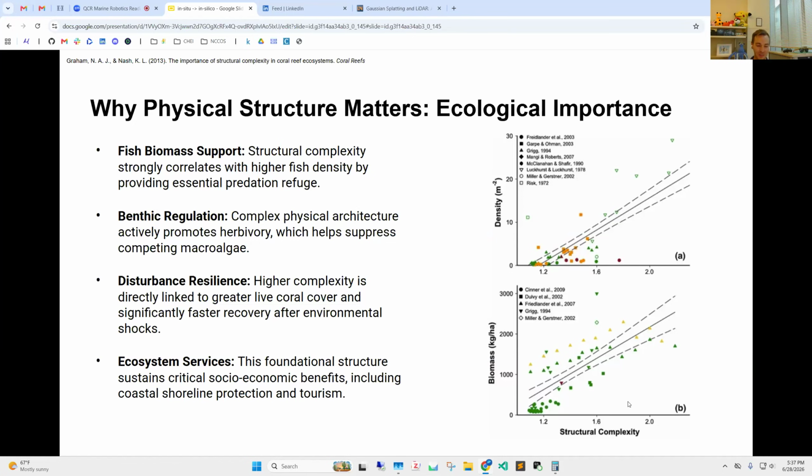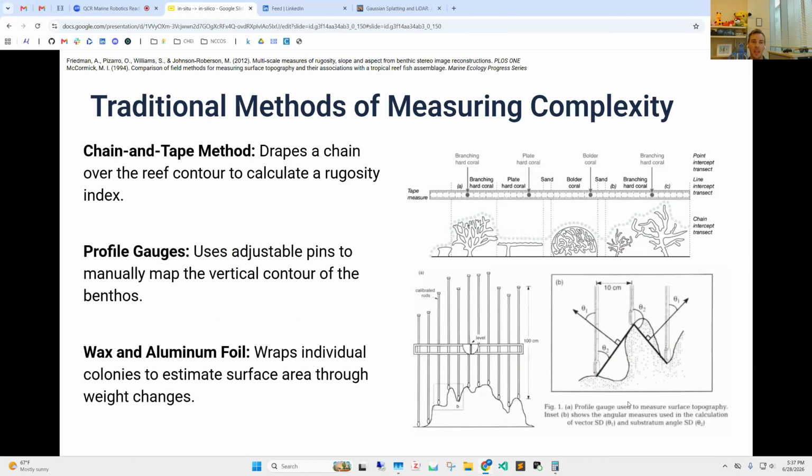So the 3D architecture underpins the ecological resilience and also provides critical services to humans, like shoreline protection. The more rugose a reef is, the more friction and drag it creates for incoming waves, which helps deal with storm surge as well as flooding. So 3D structure is extremely important, and therefore a priority to be mapped.